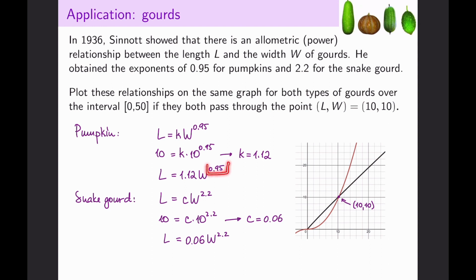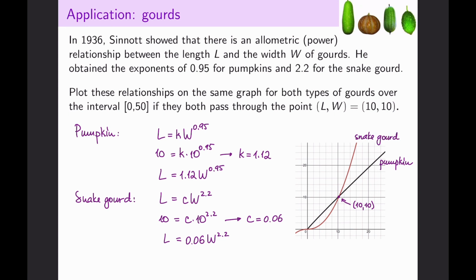Notice that the exponent for the pumpkin was 0.95. So even if I didn't actually have the particular entry for the decimals that I've put there, I would know that this exponent is close to 1, which means that this will be close to linear. 0.95 is close to 1, so this represents my pumpkin. So this black line is my pumpkin, whereas 2.2 is much closer to 2, which means that this will be a more parabolic shape. So this will correspond to snake gourd.